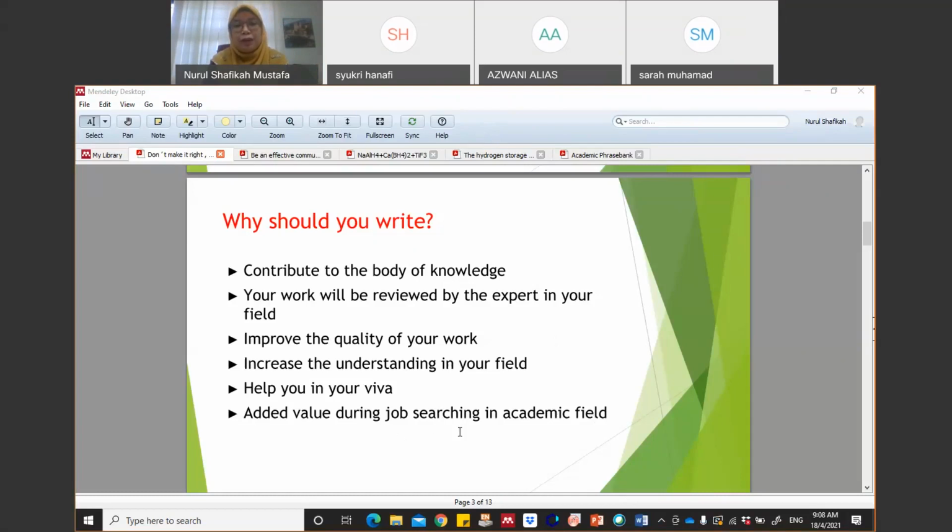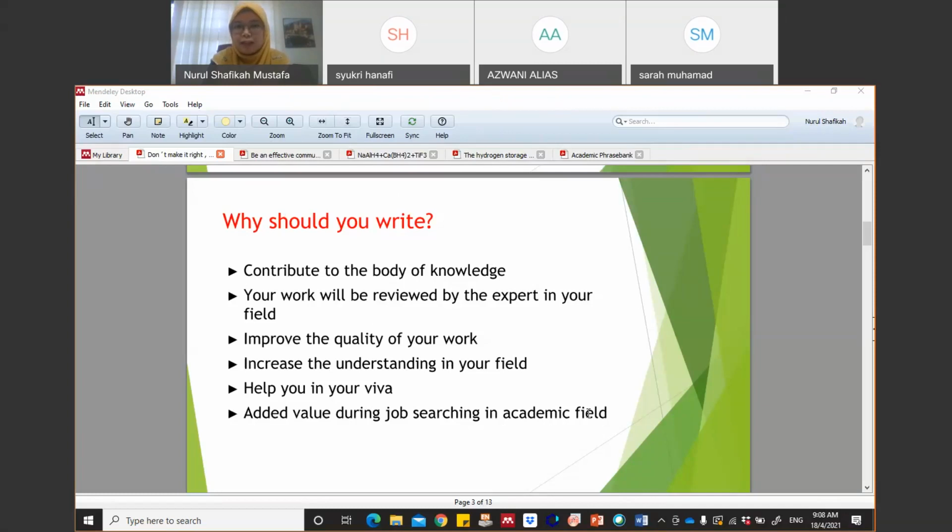If you have a paper, if the university tu, kalau research university, is one of the important criteria lah untuk dia pilih. Sebab dia tengok juga, terutama kalau universiti-universiti yang research ni. So this is a reason why should you write.